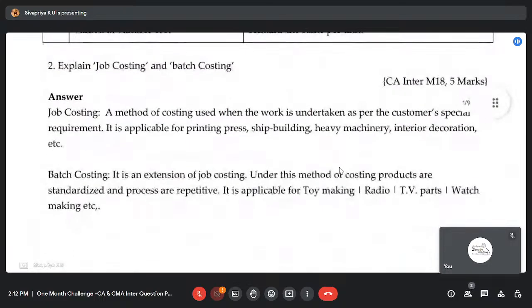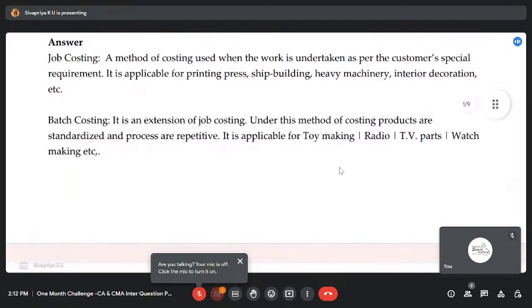The next one is job costing and batch costing. Job costing is a method where the work undertaken is as per the customer's special requirements, whereas batch costing is also on the basis of the customer requirement, but the production will take place in batches. The size of the batch will be standardized, and the processes are repetitive in nature.